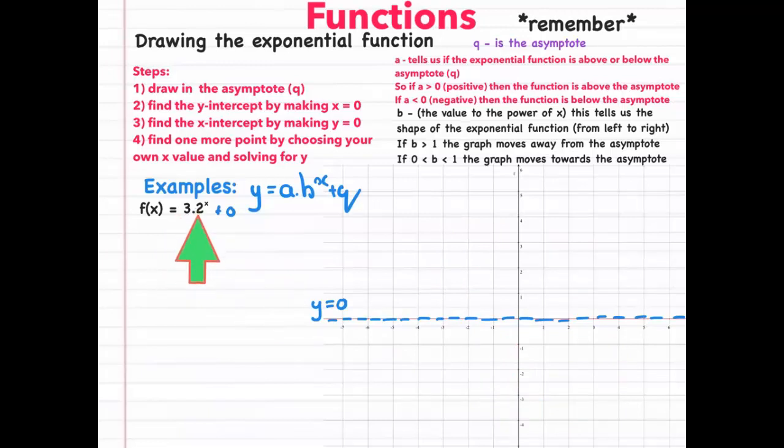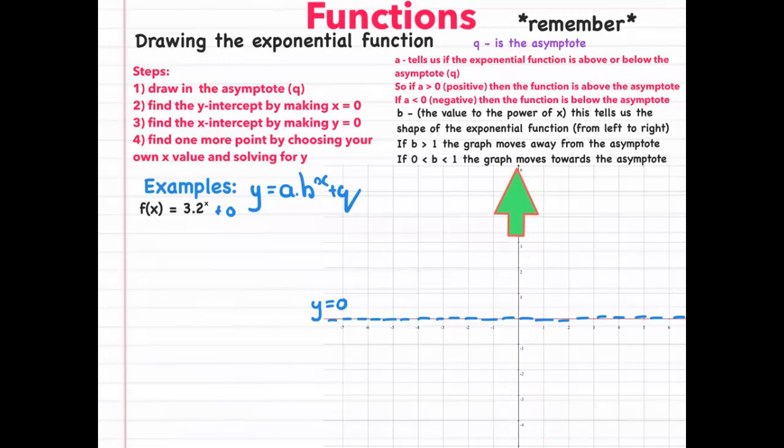Then I go and look at b. Now what does b tell me? b tells me the shape of my exponential function. Now if b is greater than 1, which it is, the graph moves away from the asymptote. So I already know the basic shape. It will be above the asymptote, and from left to right it will move away from the asymptote like this. Okay, so let's go again from left to right. It will go like this.